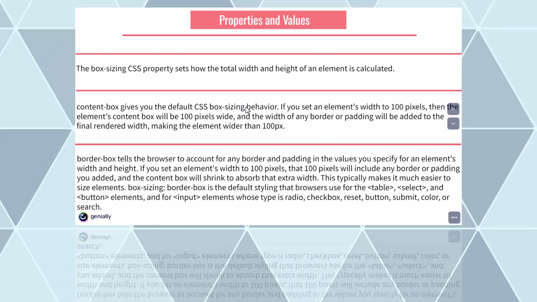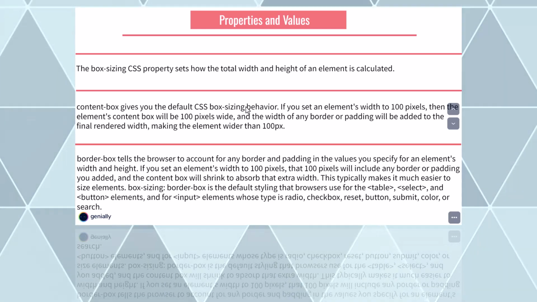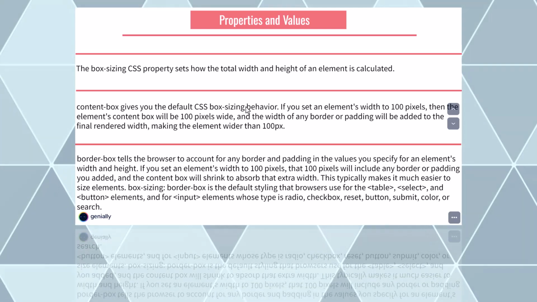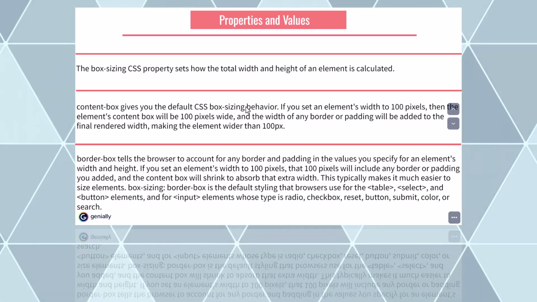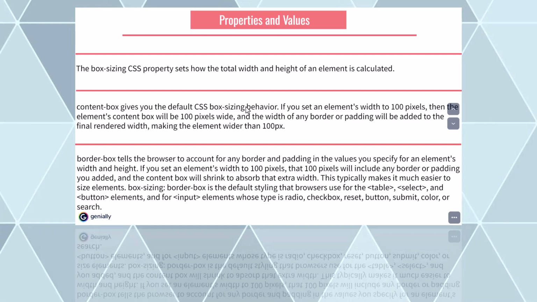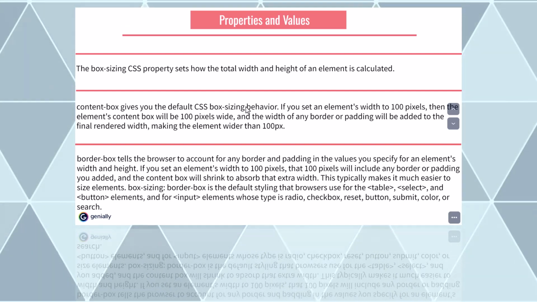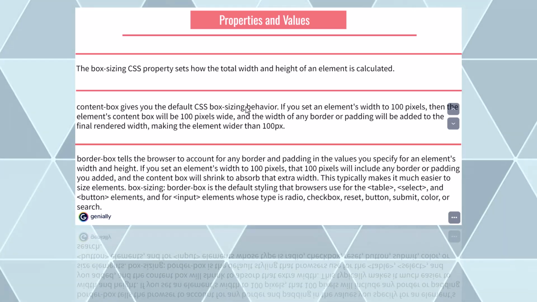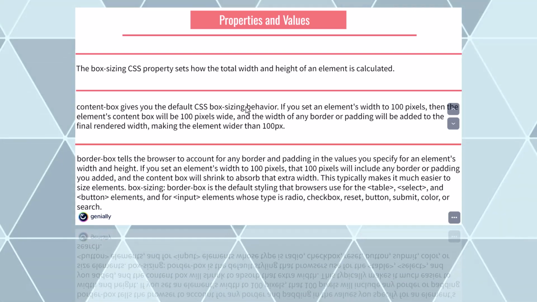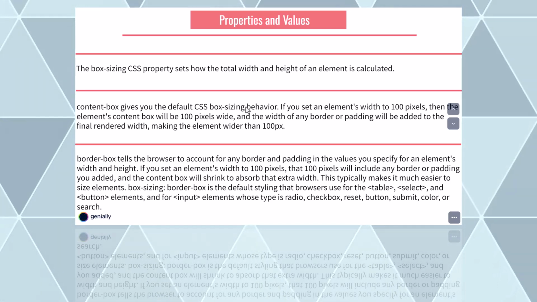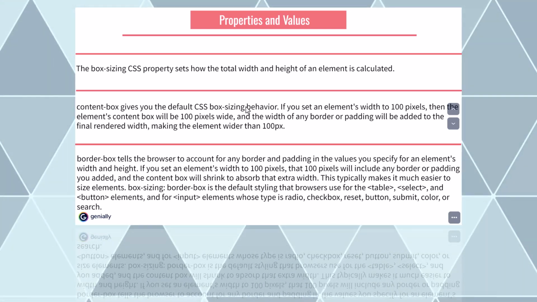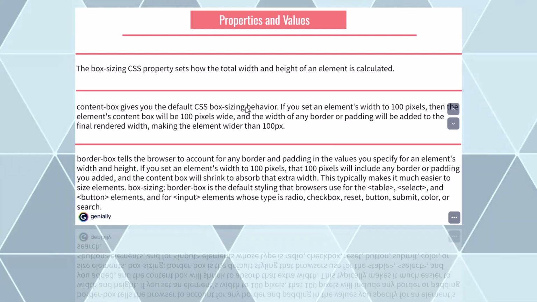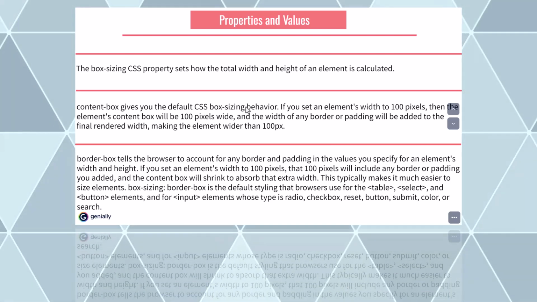The content box gives you the default CSS box sizing behavior. If you set an element's width to 100 pixels, then the element's content box will be 100 pixels wide. And the width of any border or padding will be added to the final rendered width, making the element wider than 100 pixels. So can anyone just explain what do they understand about the content box? Anyone of you guys?